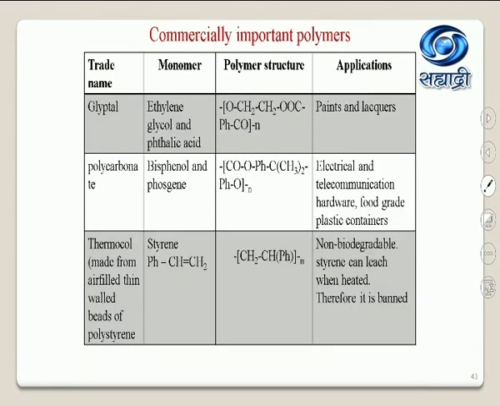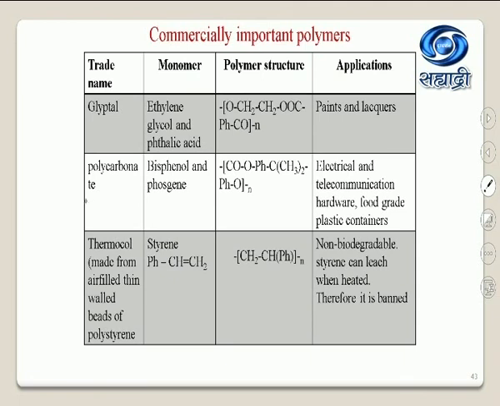Next commercially important polymer is glyptal, which is obtained from the monomers ethylene glycol and phthalic acid. Ethylene glycol is the dihydric alcohol containing two carbon atoms, that is CH2OH and CH2OH, and another monomer is phthalic acid from the category of carboxylic acid. It is the structure of this glyptal, and remember students, this glyptal polymer is used in paints and lacquers.